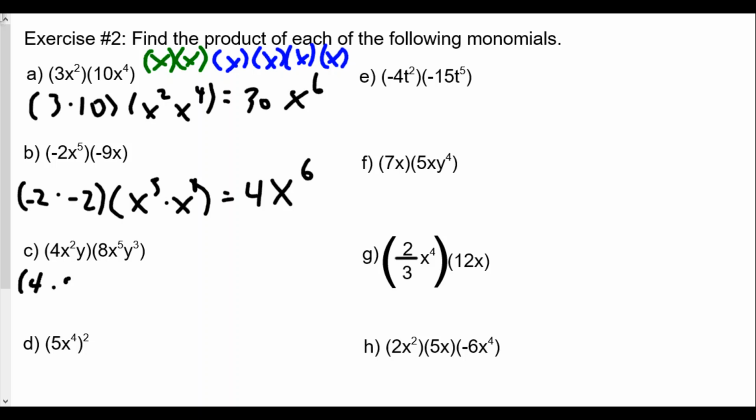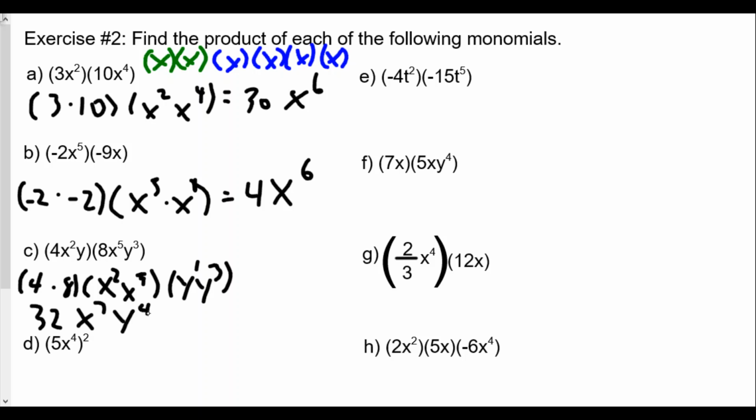Okay, for c, we'll group again. 4 times 8, x squared times x to the fifth, and then y times y to the third. All right, and so here, we're going to get, in this case, 4 times 8 is 32. x squared times x to the fifth will be x to the seventh. And y times y to the third, again, put that little 1 there, is y to the fourth. Okay?